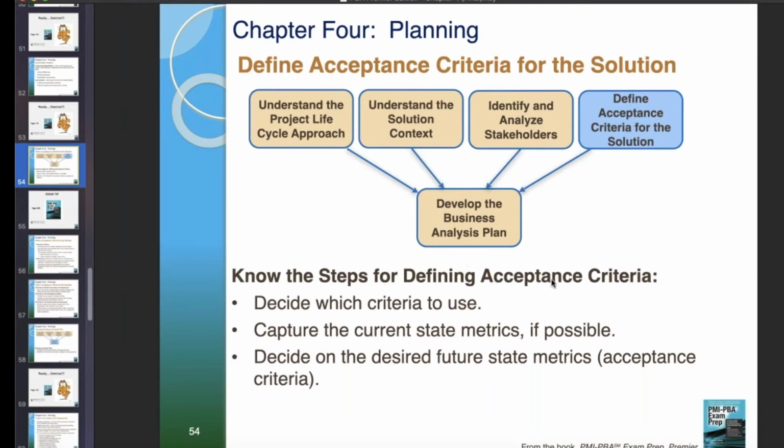When it comes to defining the steps for acceptance criteria, we have to decide which criteria to use. It ought to have broad consensus, broad buy-in from people. You know, Dr. King once said, leaders don't seek consensus, leaders build consensus. Right, I mean, it's such a great statement, and he's absolutely right. Capture the current state metrics if possible, and decide on the desired future state metrics, meaning acceptance criteria. So future state metrics are your acceptance criteria.